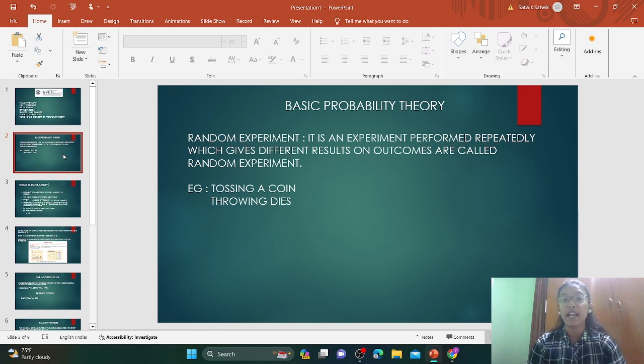Examples of a random experiment are tossing a coin and throwing a die. Tossing a coin, we just toss it randomly and get head or tail randomly. In the second one, the rolling of a die, we also just roll it randomly, and the total number of outcomes in the die is 6. The outcomes are obtained randomly, and that is a random experiment.